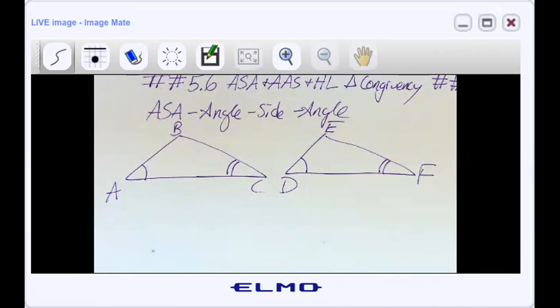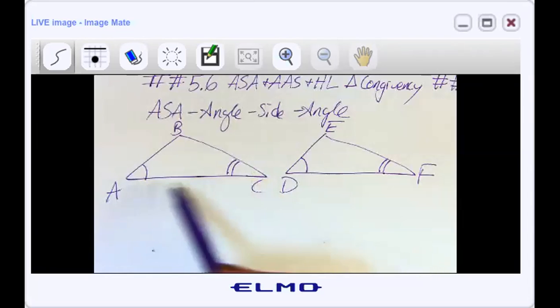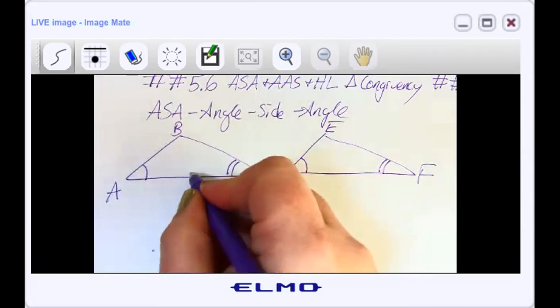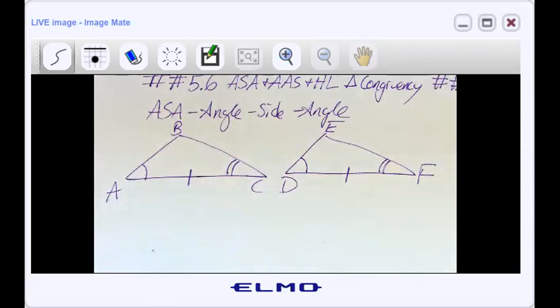Now, I also need a side, but it has to be a specific side. It has to be the one side that connects those two angles. Okay, so if I'm trying to get from A to C, the route that I'm going to take is this one. So this is the side in both that would need to be marked. Okay, it has to be two angles and the side that connects those two angles.